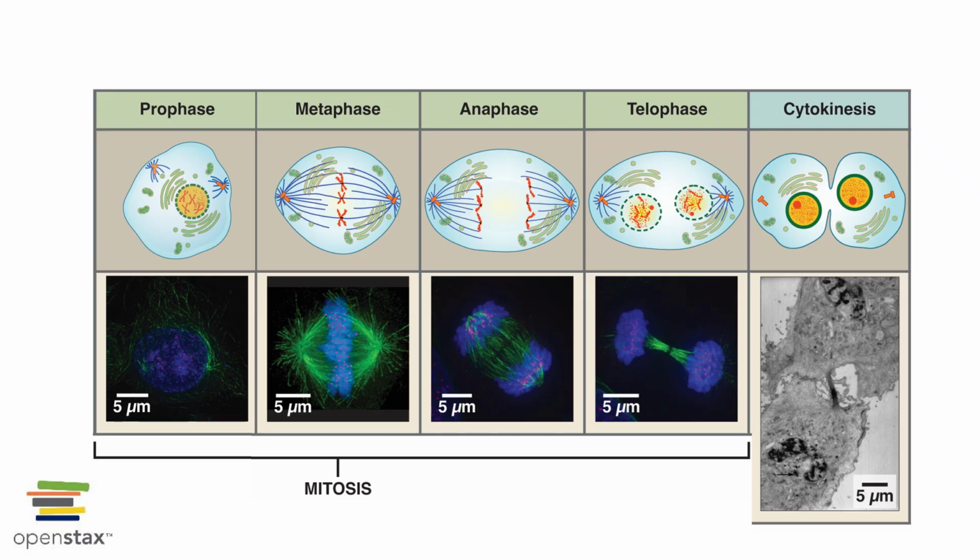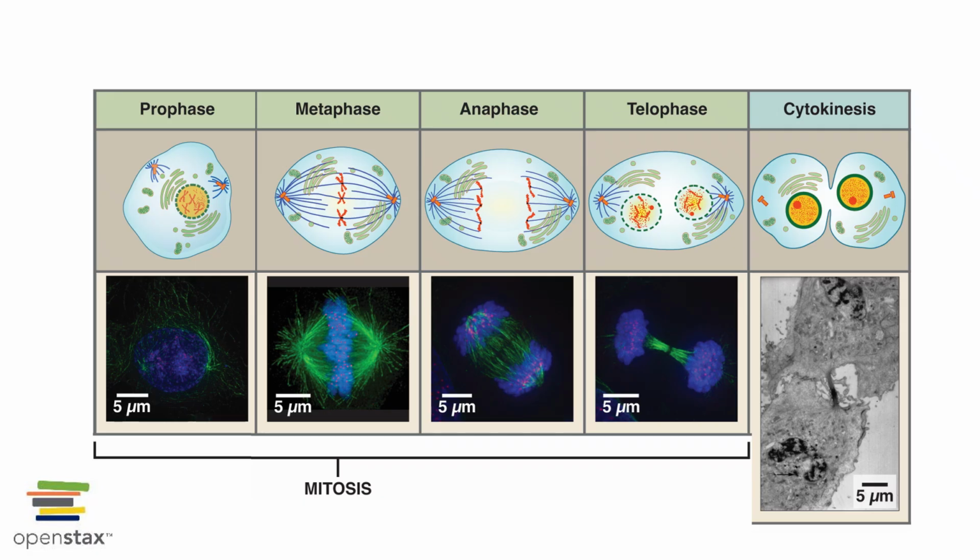First is prophase. During prophase, chromatin condenses into visible chromosomes. At the same time, the mitotic spindle begins forming. Then the nuclear envelope breaks down and spindle microtubules attach to chromosomes. Next is metaphase. During metaphase, chromosomes align at the center of the cell. This center line is called the metaphase plate.